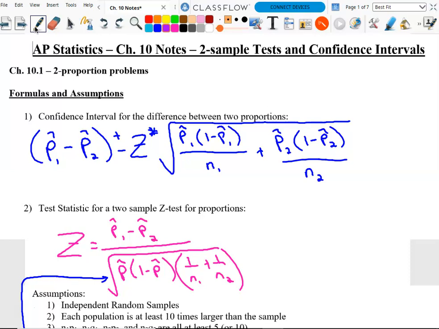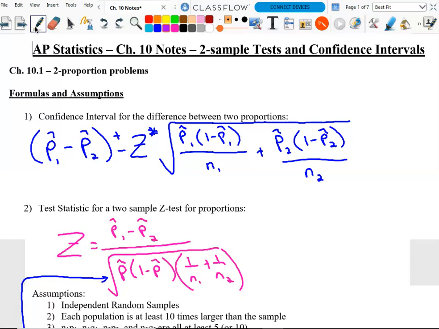Anyways, back to Chapter 10. What we're talking about is doing all the same stuff we've been doing: tests and confidence intervals for means and proportions. But now we're going to do them with two independent random samples. So now I'm going to pick two separate populations and see if I can find out if there's a difference between the proportion who do this versus the proportion who do that.